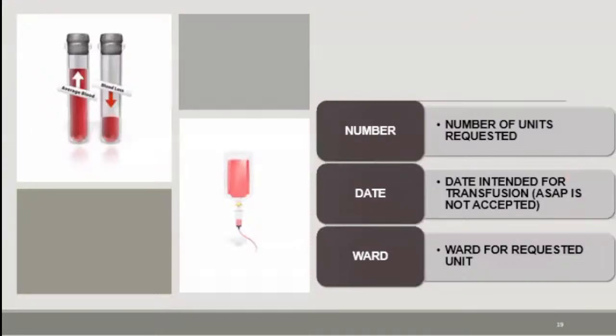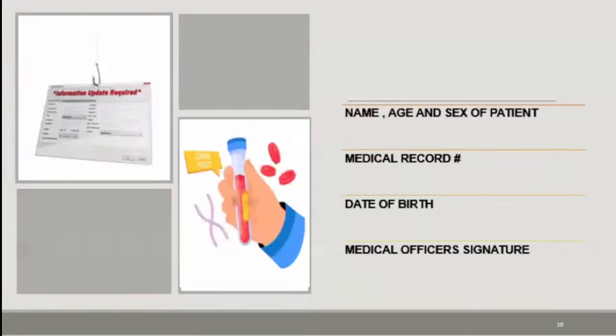So again, I've spoken to this, that we would like for you to put the number of units that is requested, the date on the form that you require, not ASAP or as soon as possible, but we'd like some indication as to when you would need the unit. And of course, the ward, we're asking for you to place that on the form as well. That is the only way that we can contact you if we have a problem with the sample.